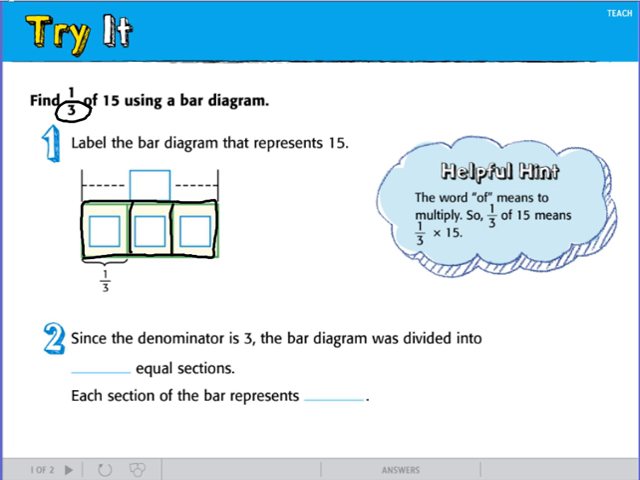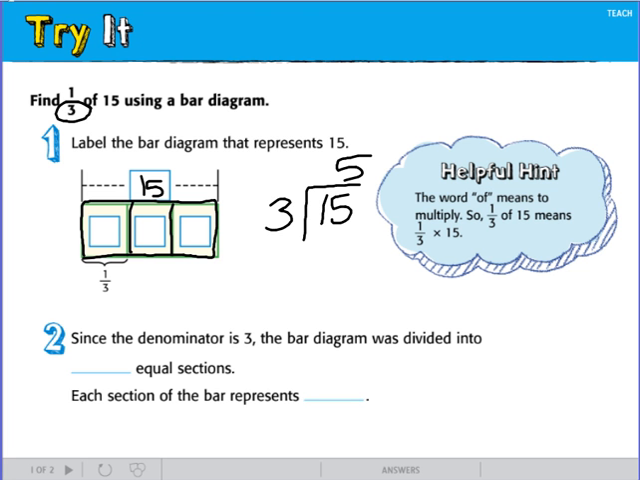What number am I separating into those sections? 1/3. What number am I going to break apart? 15. Now I'm breaking it into how many pieces? 3. So we can divide 15 by 3, which is 5.